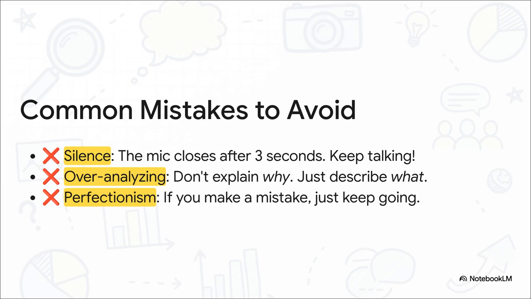First, let's talk about what not to do. The number one biggest mistake is silence. If you stop talking for more than 3 seconds, the microphone just turns off, so you have to keep talking, no matter what. Second, don't try to analyze it. You don't have to explain why something happened, just say what you see. And finally, forget about being perfect. If you say the wrong word, just move on. Fluency is way more important than accuracy.